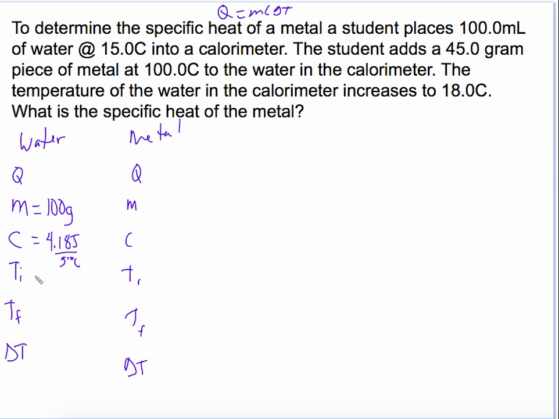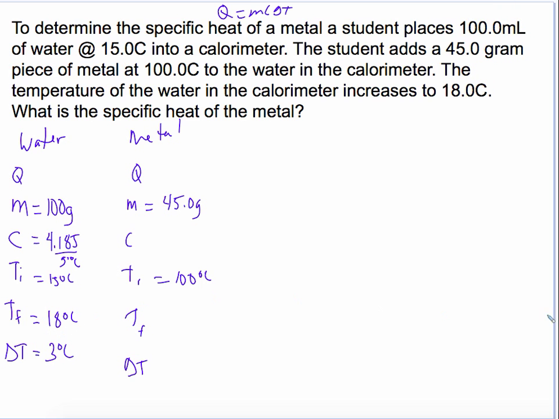So the water is at 15 degrees Celsius. The student adds a 45 gram piece of metal. So the mass of the metal is 45 grams. The metal is at 100 degrees Celsius. The temperature of the water in the calorimeter increases up to 18. So the water went from 15 to 18. So the change in temperature is final minus initial.